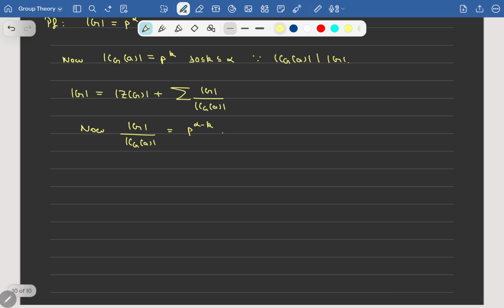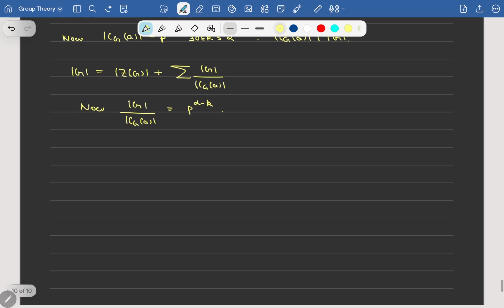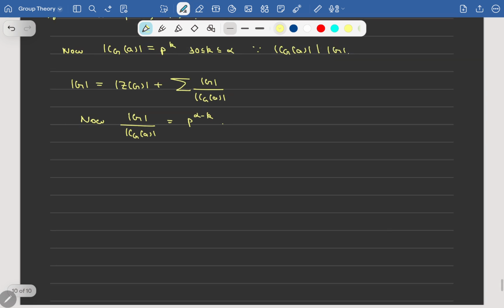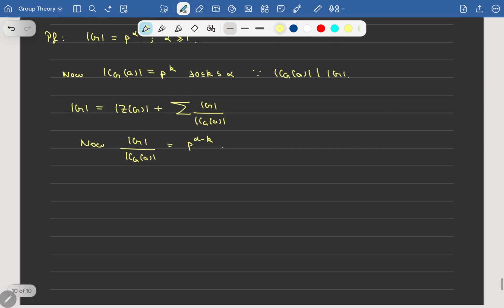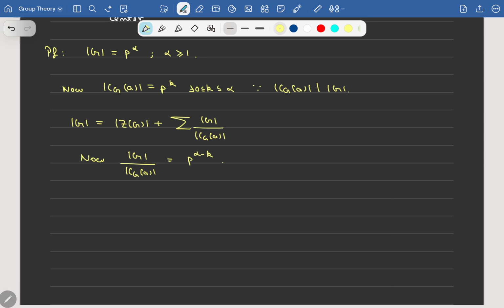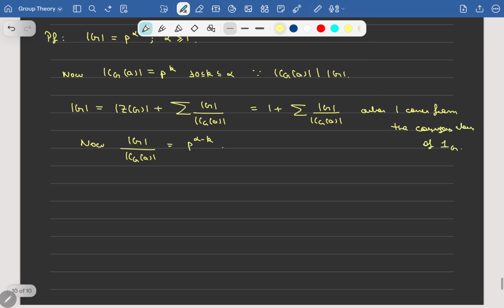So what do we have from here? What do I need to show? I need to show that there is at least, the identity is already there. So it's actually of the form 1 plus the summation of the cardinality of G over the centralizers of A, where 1 comes from the conjugacy class of the identity element 1 in G.